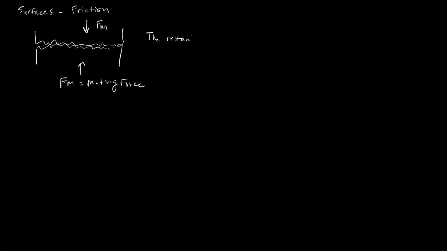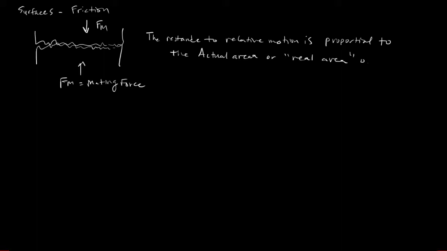The resistance to relative motion is proportional to the actual area, or real area of contact. Okay, so we'll denote that by AR. And there's a relationship between AR and the resistance to motion. And when we say the actual area, we're actually talking about the area of the pieces between the surfaces that are actually in contact with each other.